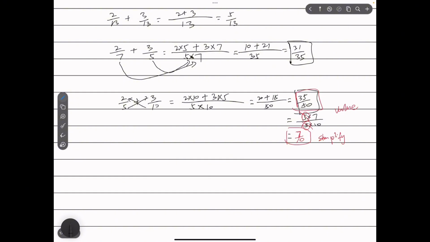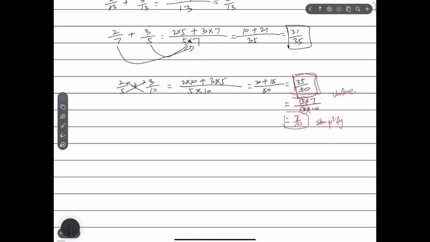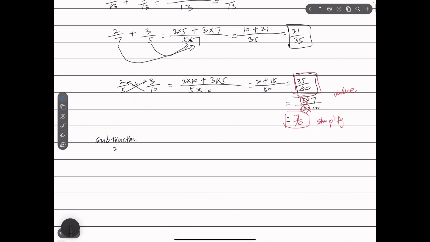Now we know how to do the fraction addition. So next, let's do the subtraction. Let's say we have 2 over 3 minus 1 over 3. What will it give us? Same thing, they have the same denominator. So we can just do the subtraction on the top, 2 minus 1. So that will give us 1 over 3.